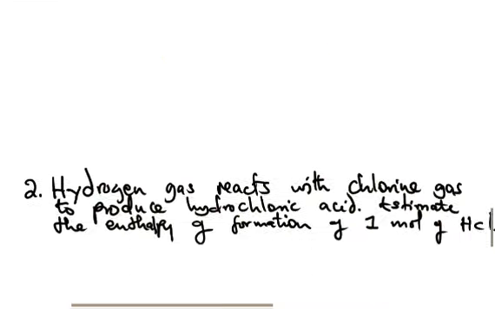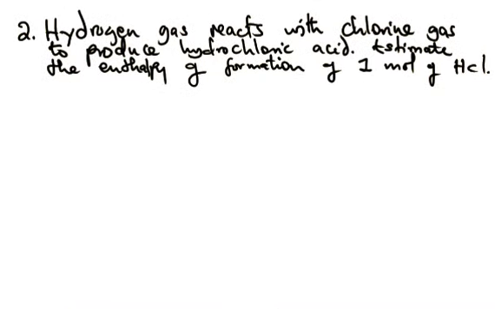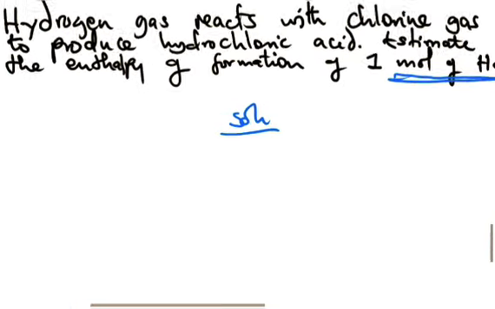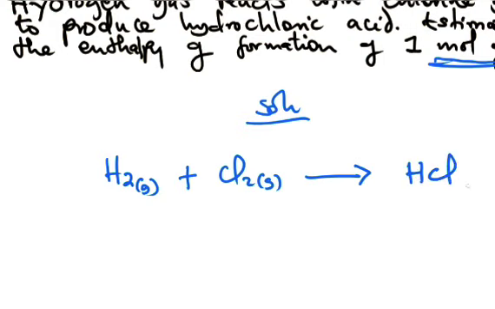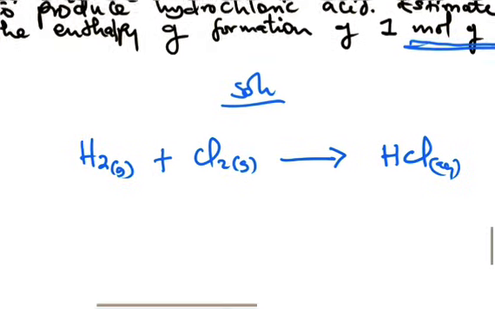Let's have another question. We'll finish with this one also. The question reads, hydrogen gas reacts with chlorine gas to produce hydrochloric acid. We have been asked to estimate the enthalpy of formation of one mole of hydrochloric acid. So we need to write the well-balanced chemical equation. Solution. Hydrogen gas, which is H2, reacts with chlorine gas, which is Cl2. Remember, these are diatomic molecules. To give us hydrochloric acid, which is in aqueous state. Now we should balance this one.